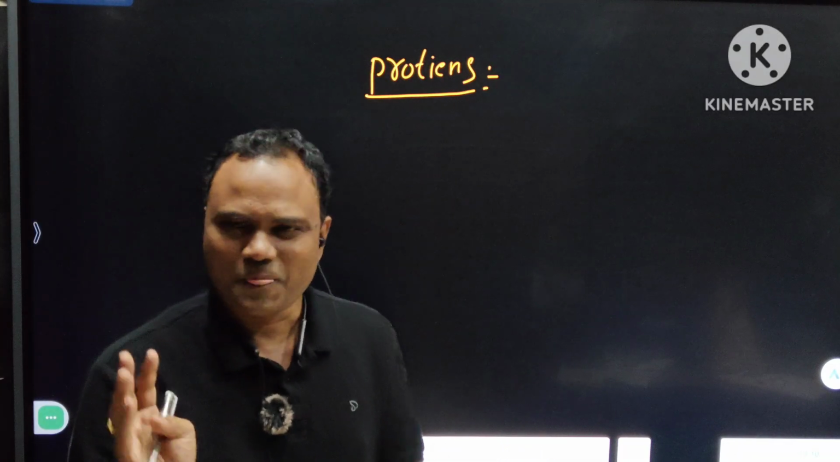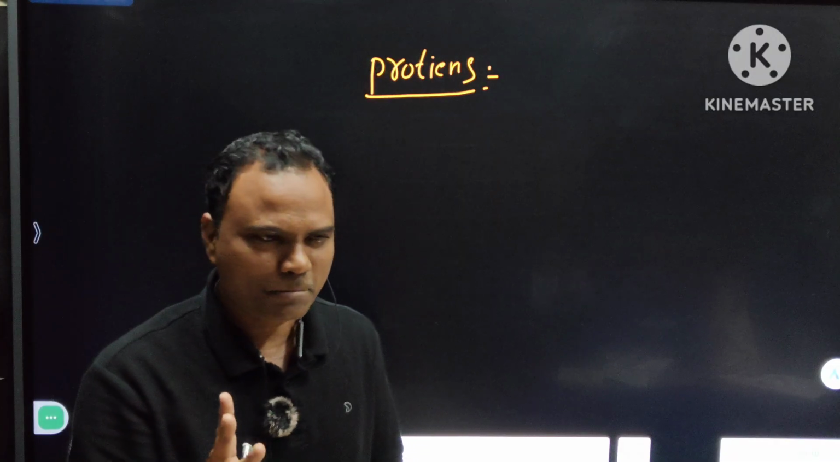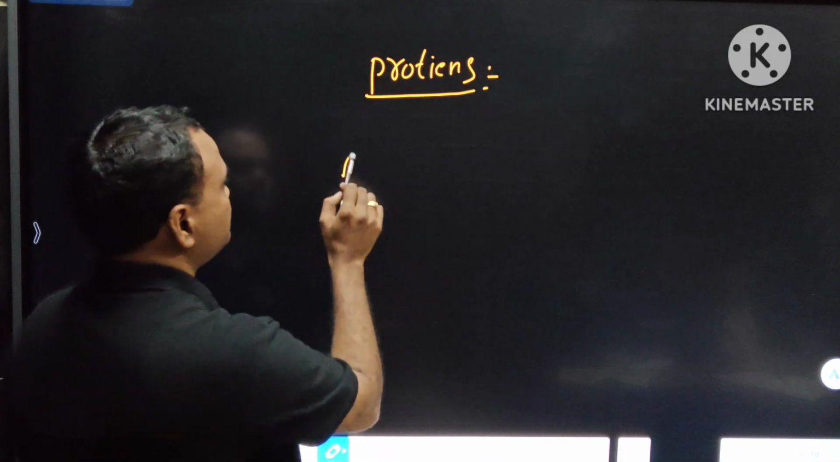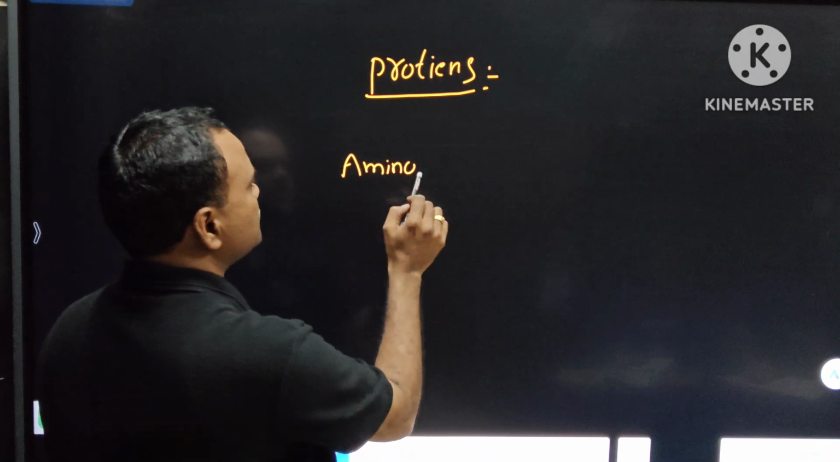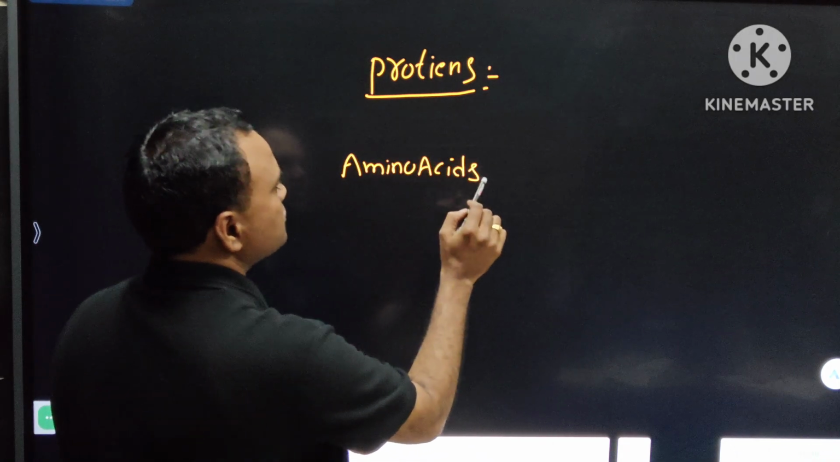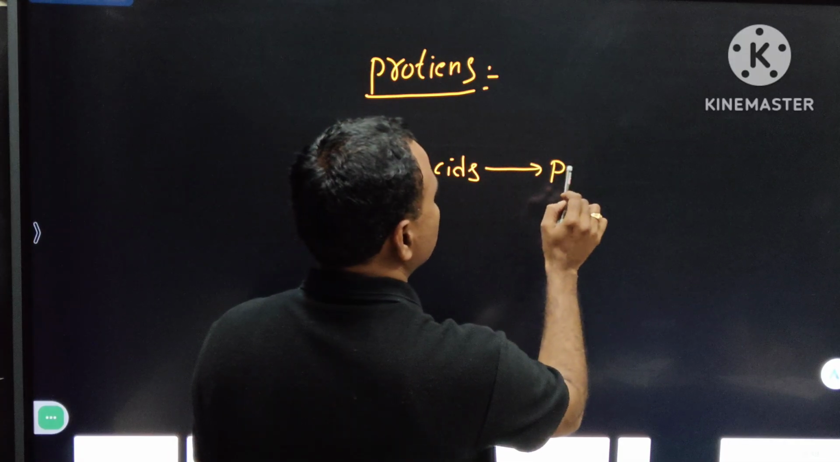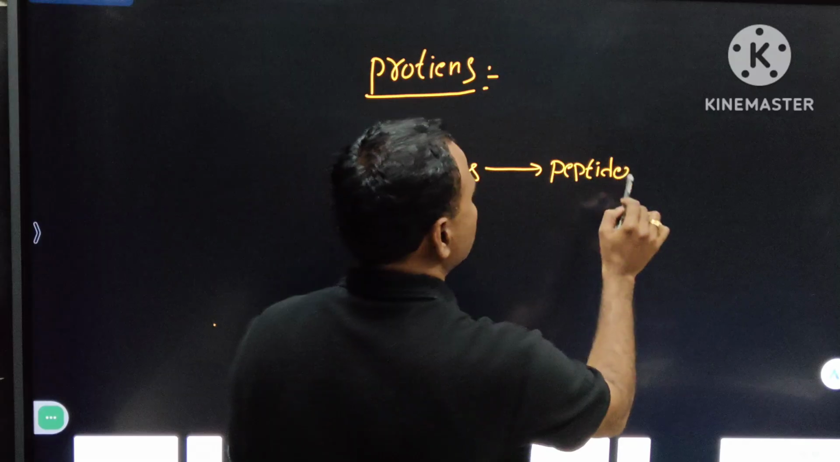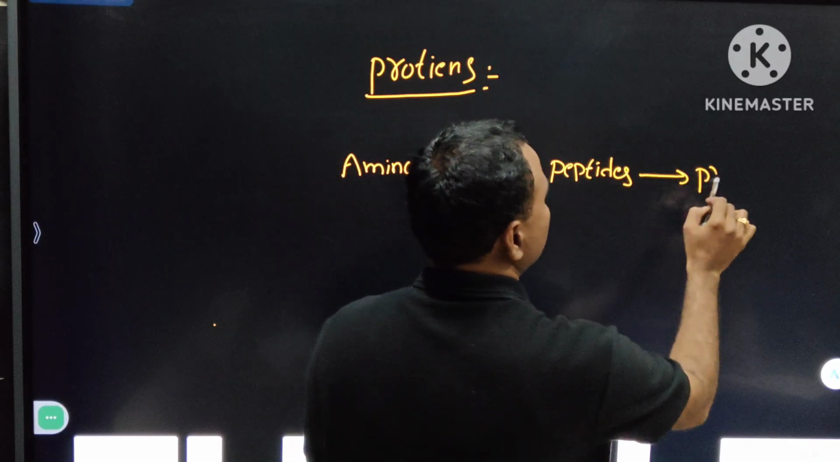Amino acid, peptide, protein. See, peptides are formed from amino acids. Proteins are formed from peptides. See this. Amino acids combined to give peptides, and then proteins.